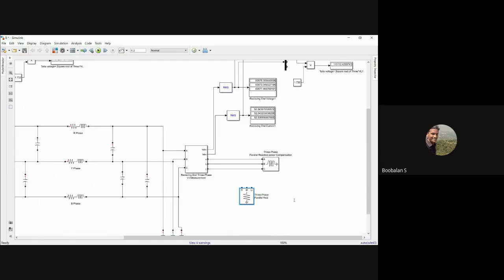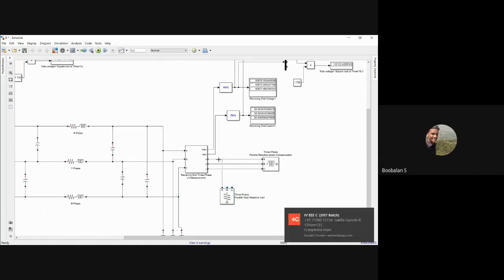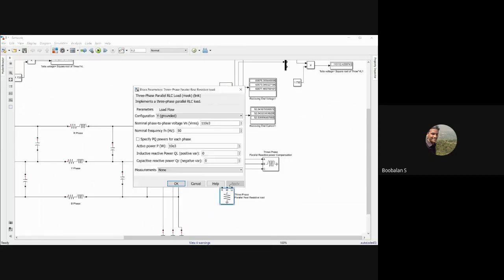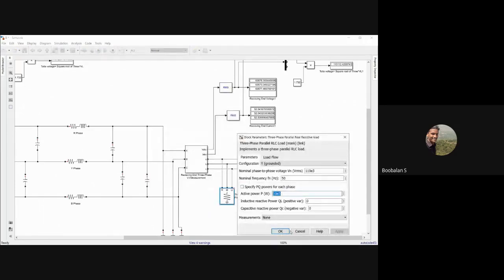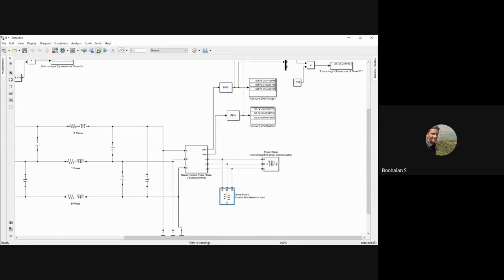A real resistive load, for example. I'm just going to connect the resistive load over here: R to R, B to B, C to C. 10,000 watts I'm just consuming. For example, yes, 10,000 is more than enough. Right? I'm just going to run it once again.